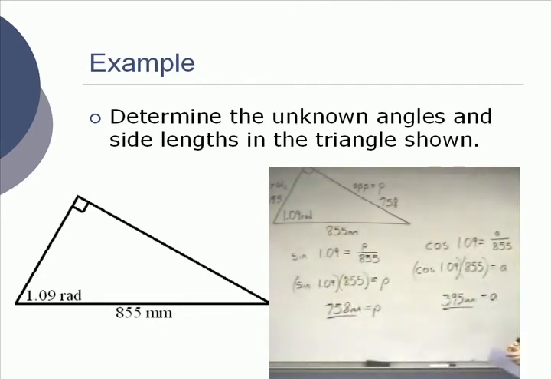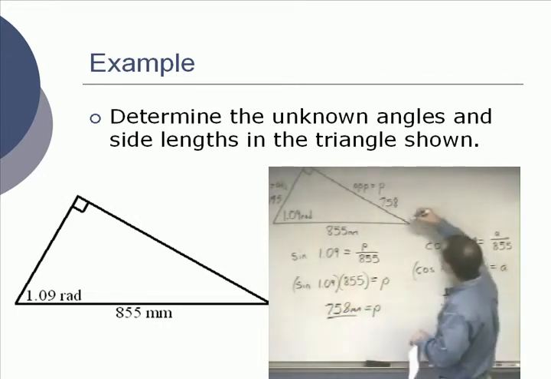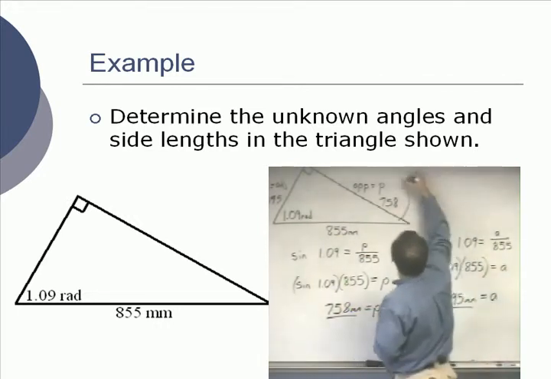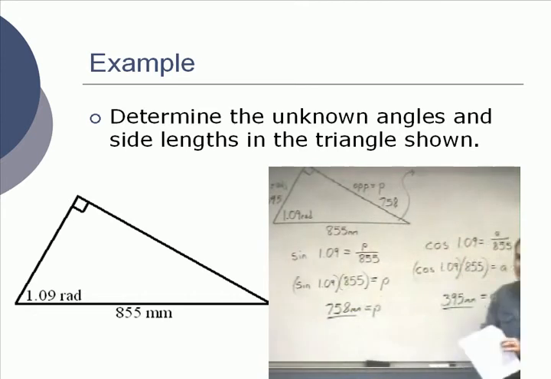Now, the last thing we have to do is figure out this angle in radians. What's that angle got to be? Think about that for a minute. Don't let your mind wander to degrees. We won't use degrees as a crutch here. Think about radians. What does that angle have to be in radians?